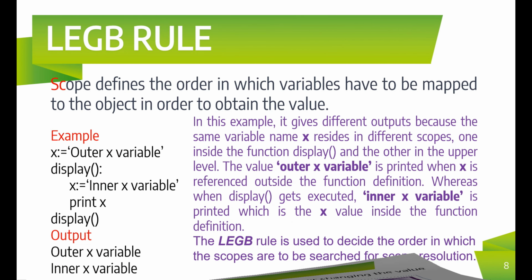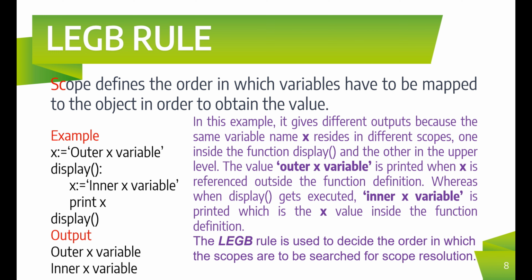In this process, here is the LEGB rule. Okay, so the LEGB rule, about what we learn, scope, defines the order in which variables have to be mapped to the object in order to obtain the value. Okay, example: x equal to outer x variable, here display, here x equal to inner x variable, print x, here also display. The output will be outer x variable, inner x variable, right? Why? Because here also inner variables are there, here also outer variables are there.